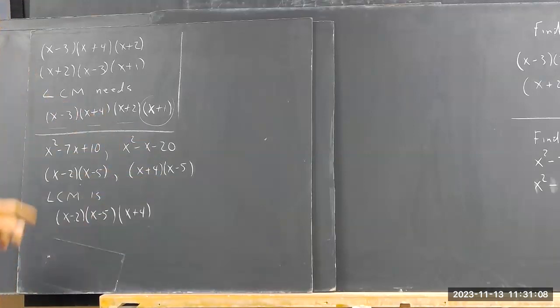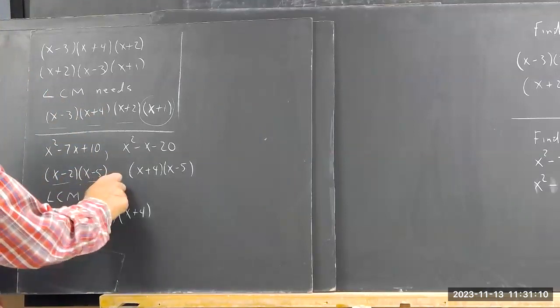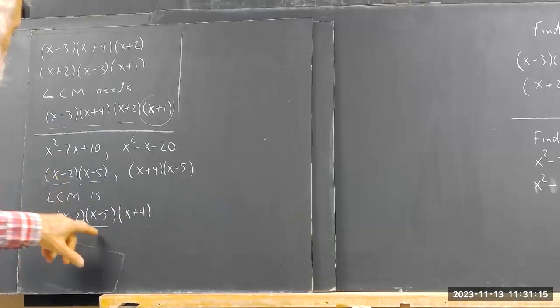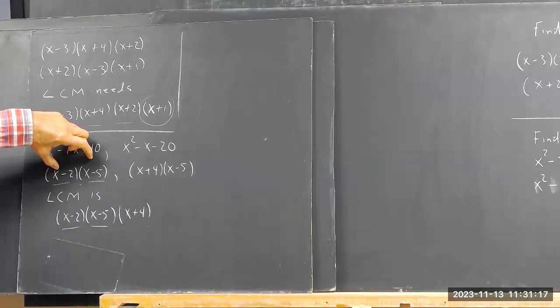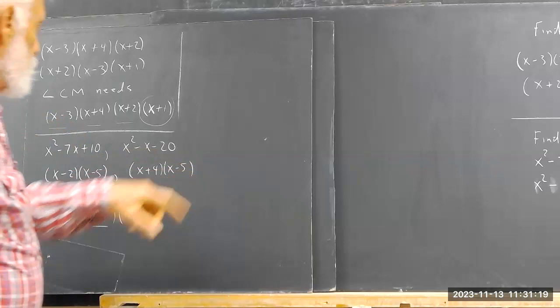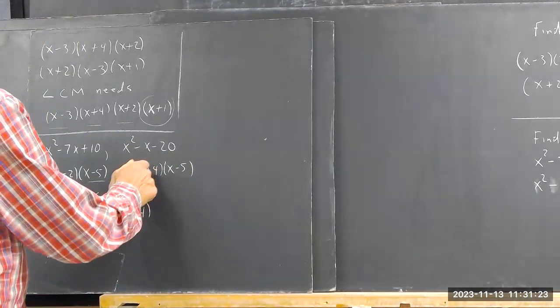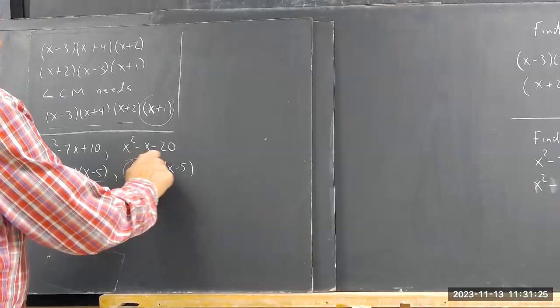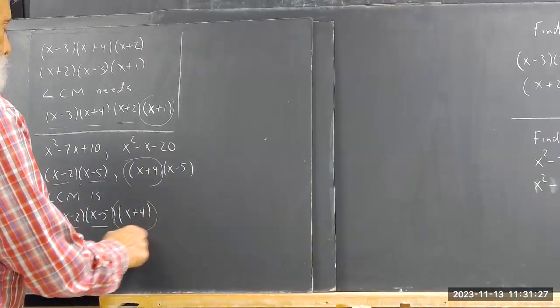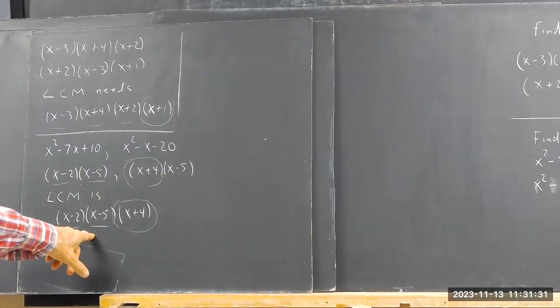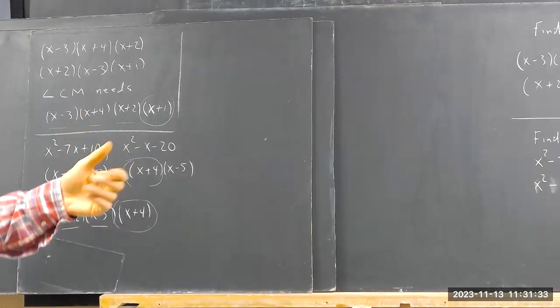So what's our least common multiple? Well, we go ahead and write out the first one. We need this and this, or it's not going to be a multiple of this. And then what do we need here? Do we need an x plus 4? Yeah, we don't have one. So we're going to go ahead and add an x plus 4. But we don't need an x minus 5 because we've already got it.